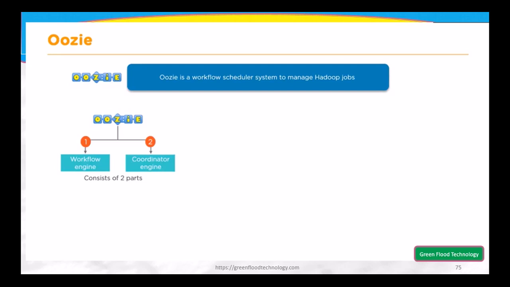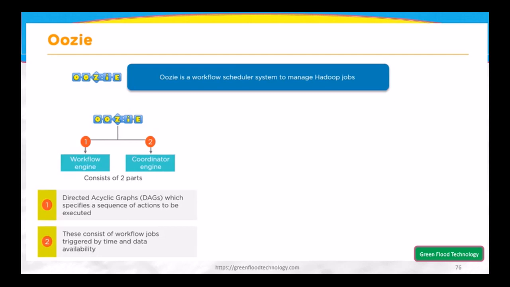Oozie workflow is a sequential set of actions to be executed, and Oozie coordinator jobs are triggered when the data is made available to them, or triggered based on time. A workflow can also be a directed acyclic graph, which is a specialized sequence of actions to be executed, and this consists of workflow jobs triggered by time and data availability. So the Oozie workflow is, as you see, begin, map reduce, program, success, if there is an error, notify, and finally kill.